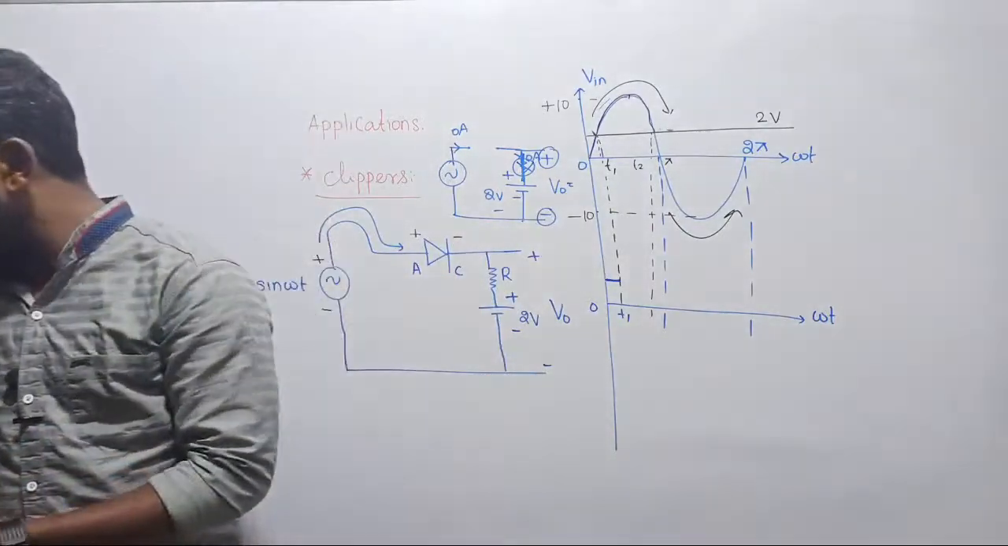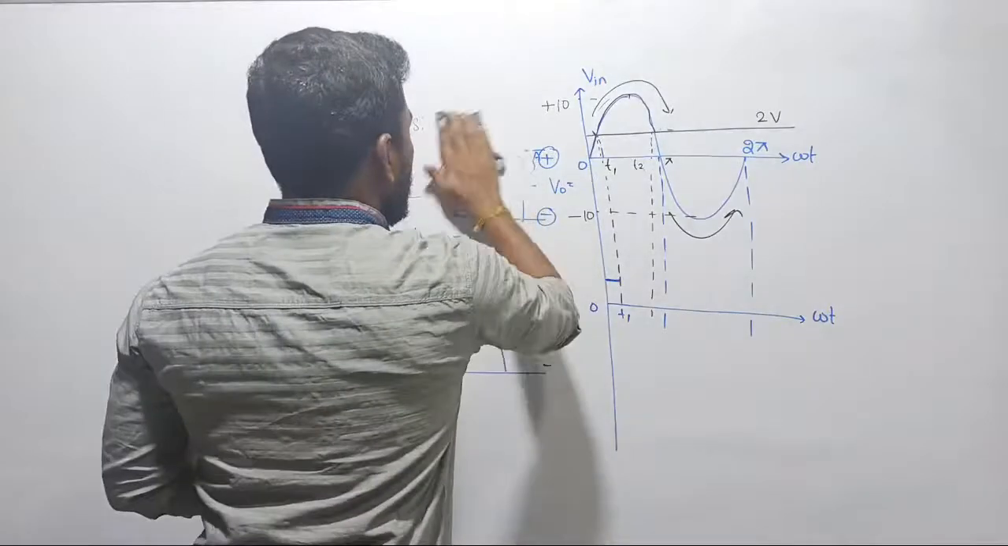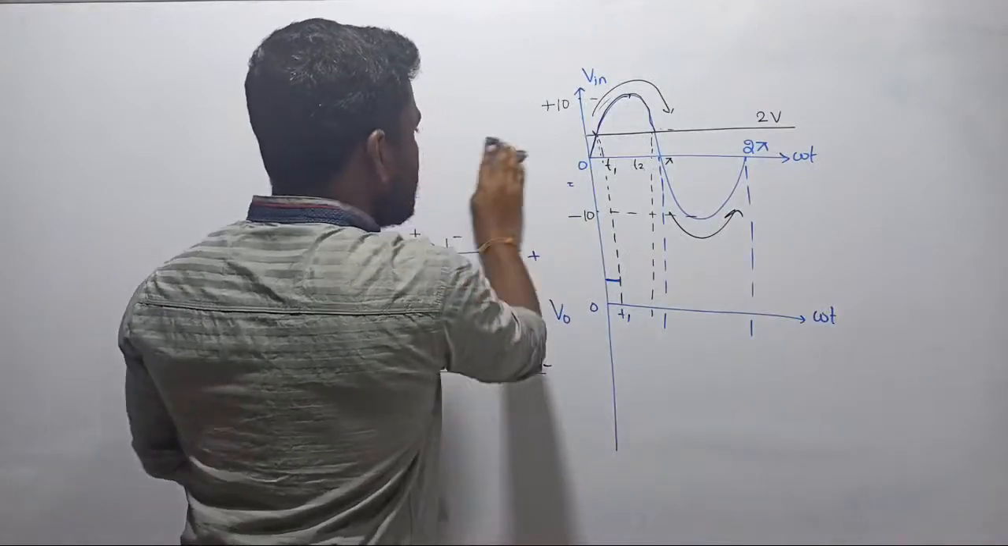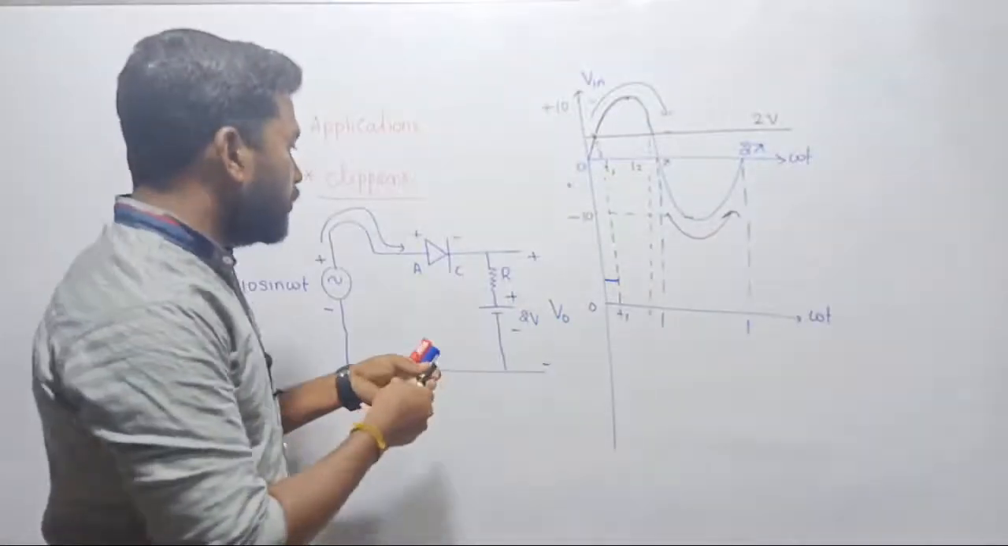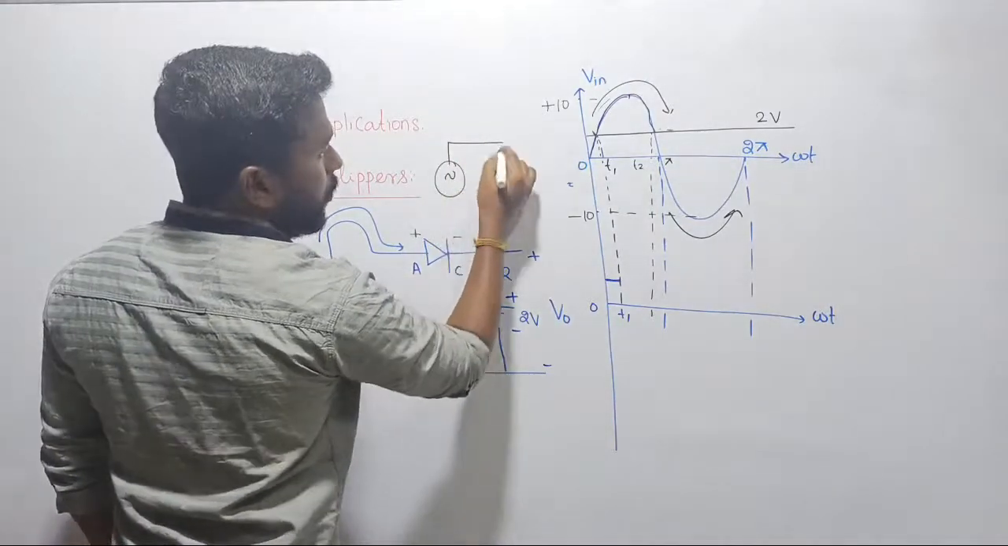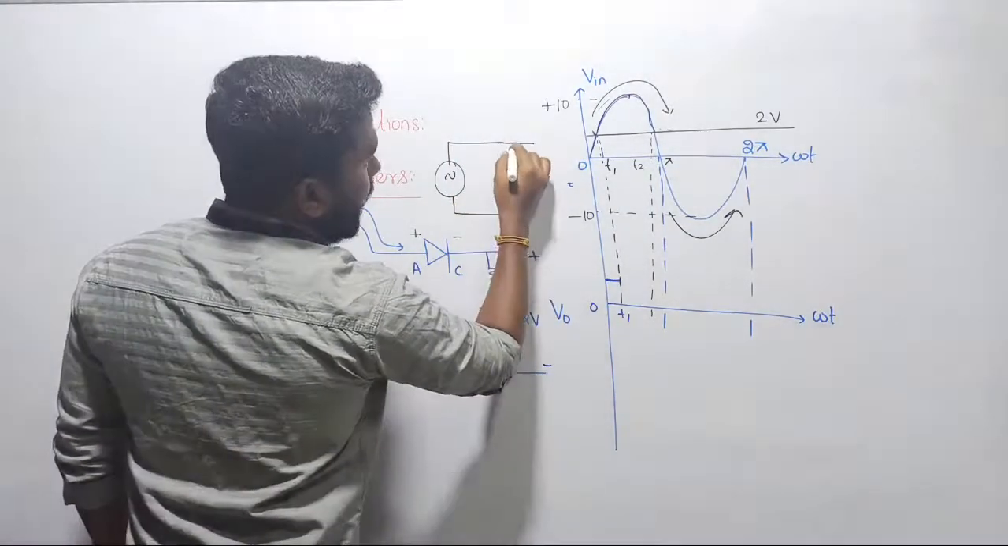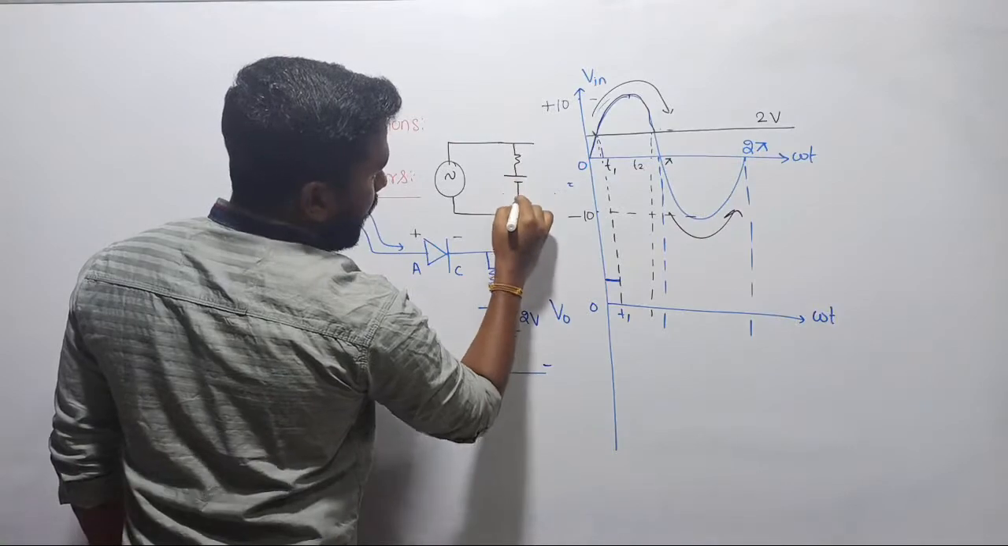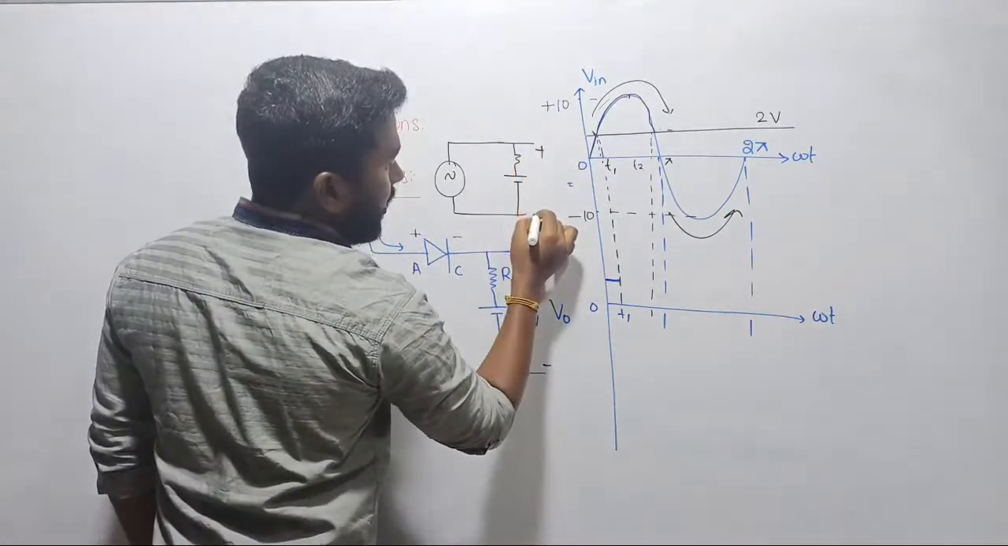Again, if you redraw the new circuit after T1, let me take this circuit once again. If you observe the new circuit after T1, your supply diode will be short circuit, right? The diode will be short circuit, and now you have a resistor and a battery. Now I can define the voltage in 2 ways.